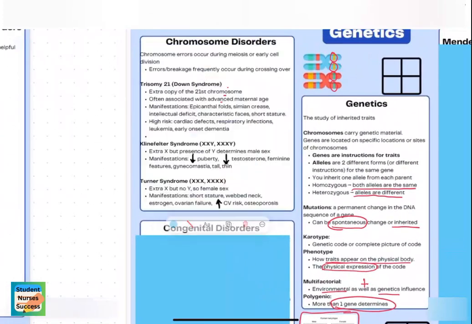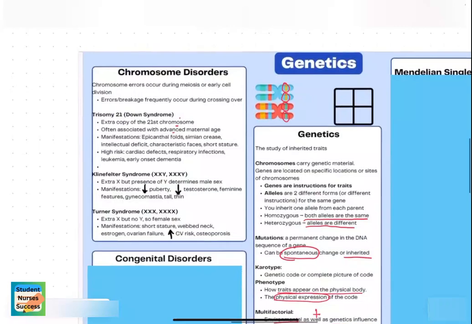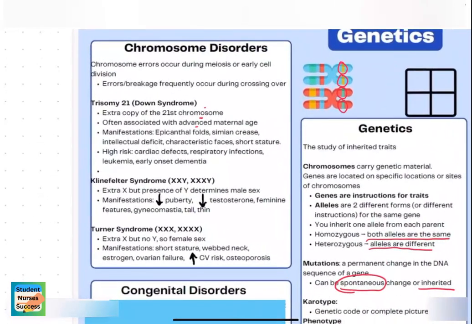Let's go up to chromosome disorders. Chromosome errors usually occur during meiosis or in early cell division, and most commonly during the crossing over. During the crossing over of meiosis, we can have breakage or errors where maybe the genes flip, or one gets missing, or one gets duplicated too much.